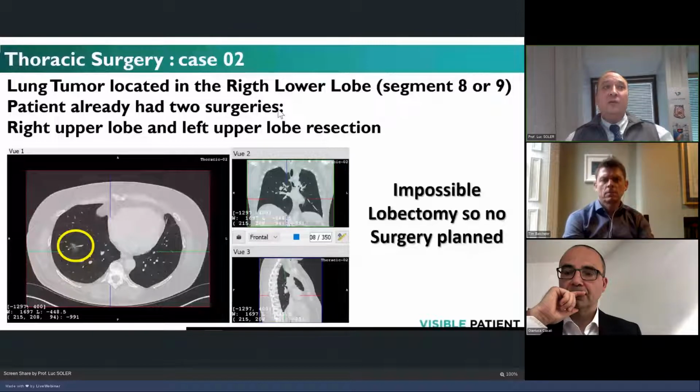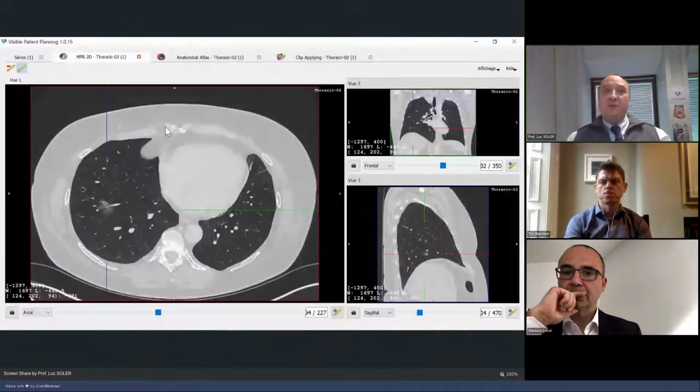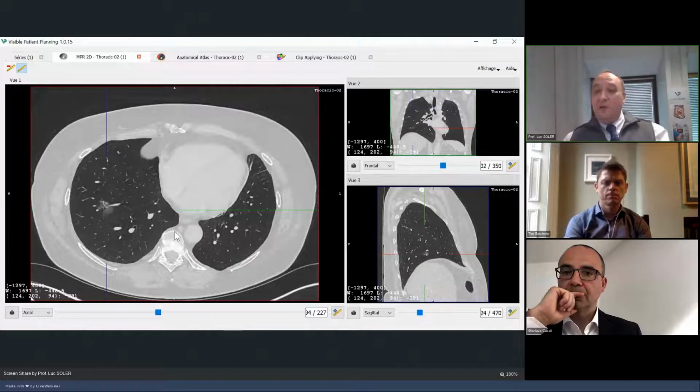And she has now a new tumor that appeared. What to do? Of course, not a lobectomy. The only possibility is a segmentectomy, but is it possible or not? Here, what will be really interesting is that in this example, you will see major variation in the anatomy due to the fact that the patient already had a lobectomy, the upper lobectomy.